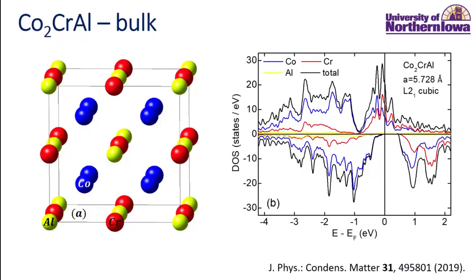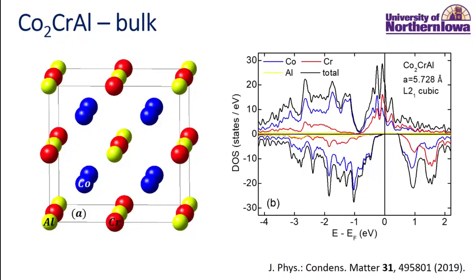Okay, let me get to the results then. Here on the left you see a crystal structure, a unit cell of cobalt two chromium aluminum, and this is a typical cubic Heusler structure. The cobalt atoms are shown in blue, chromium red, and aluminum in greenish.